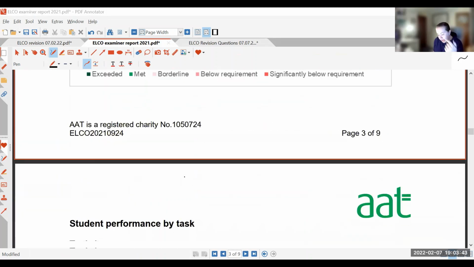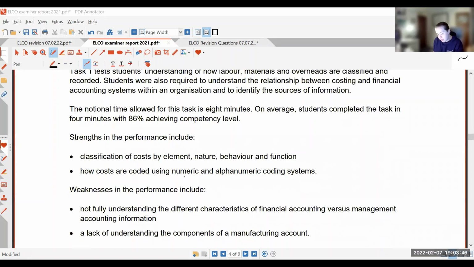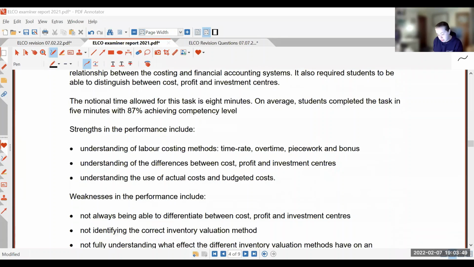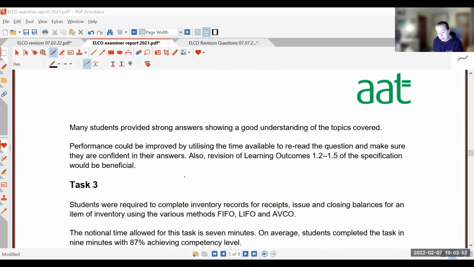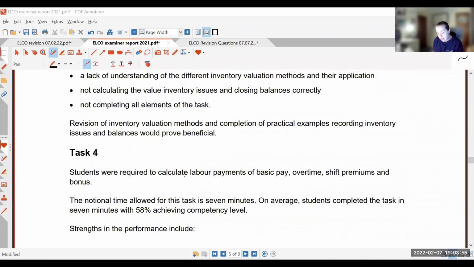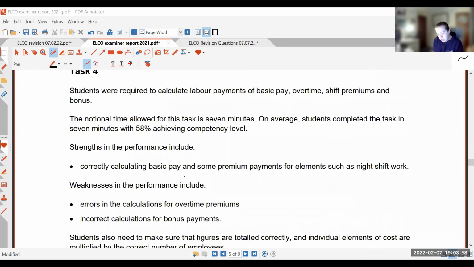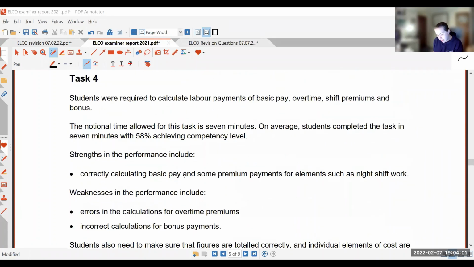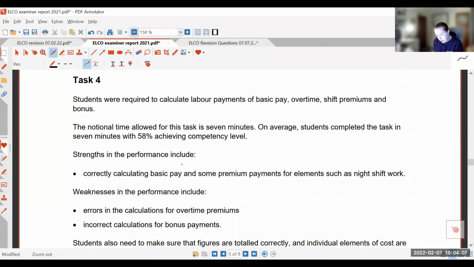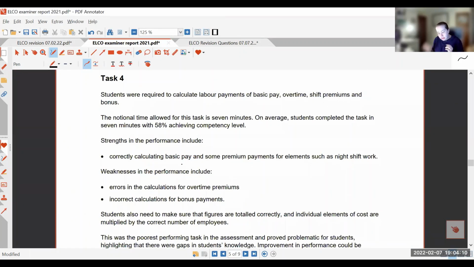In terms of what is actually asked, the examiner's report, if you've not looked at it before, breaks down each task and gives you some ideas of what is covered, what is done well, what is not done well. Let me just zoom out a little bit. There we go, that's better. So, as I say, this is the task we're looking at. We're looking at labour payments. You're going to be doing calculations on different rates of pay, overtime, bonuses, that sort of thing.